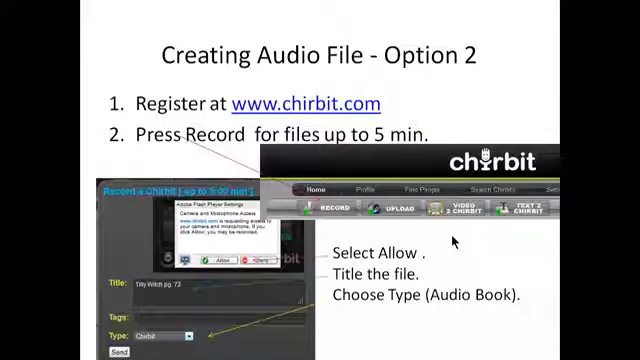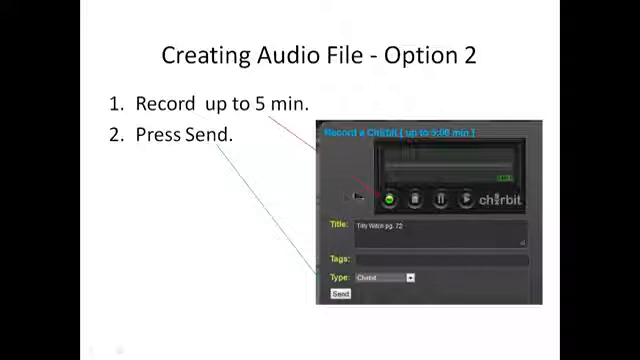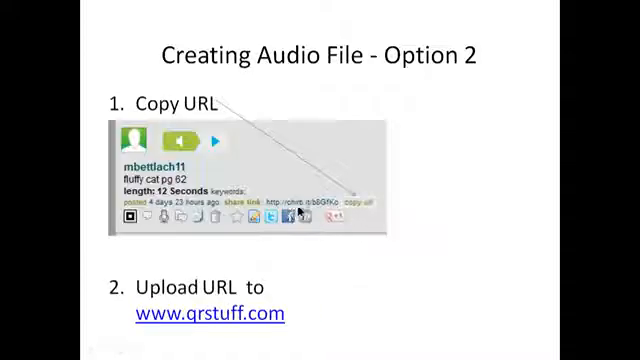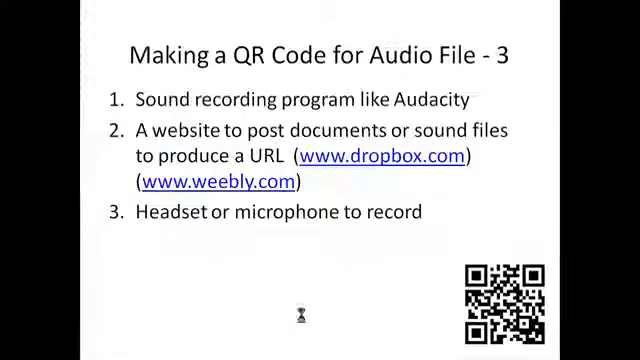The second one was to use Turbit, and we also had problems with Turbit, which sometimes, again, works well, and I think it's just the load that might be on the system at any given day. So we pressed record, and up to 5 minutes you can record, and that's the big difference between Audacity and Turbit. Audacity, we can record as much as we want. Turbit is limited. Once we record it, we press send, and once that file is loaded to Turbit, we copy that URL. Again, go back to qrstuff.com.